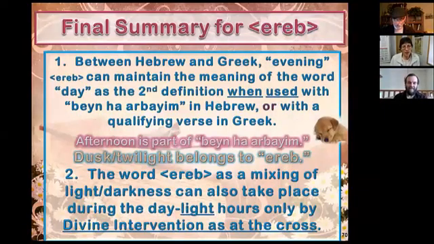Between Hebrew and Greek, evening can maintain the meaning of the word day as a second definition when it's used with ben ha arbayim in Hebrew or with the qualifying verse in Greek like we had in Mark 1. Afternoon is part of between the evenings because afternoon is between sunrise and sunset. And the dusk twilight belongs to the Aibv. Okay, that's your noun. Number 2, the word Aibv as a mixing of light and darkness, or your verb, can also take place during the daylight hours, but only by divine intervention as it was at the cross.